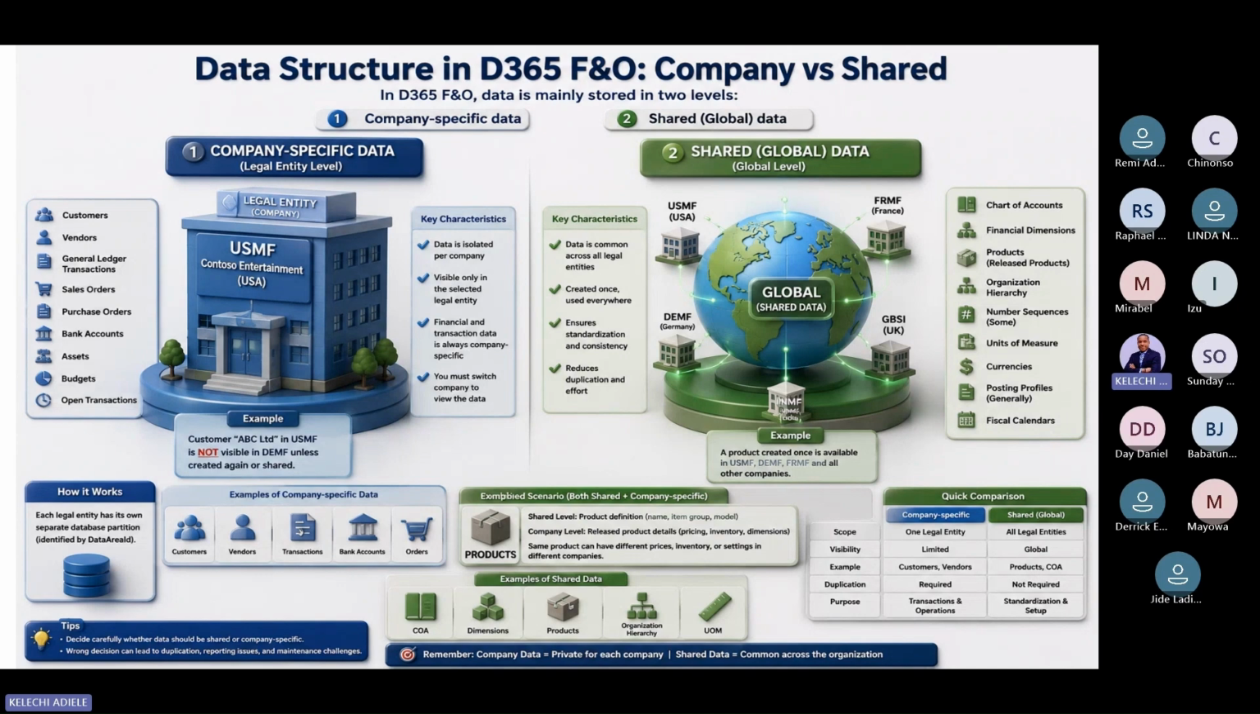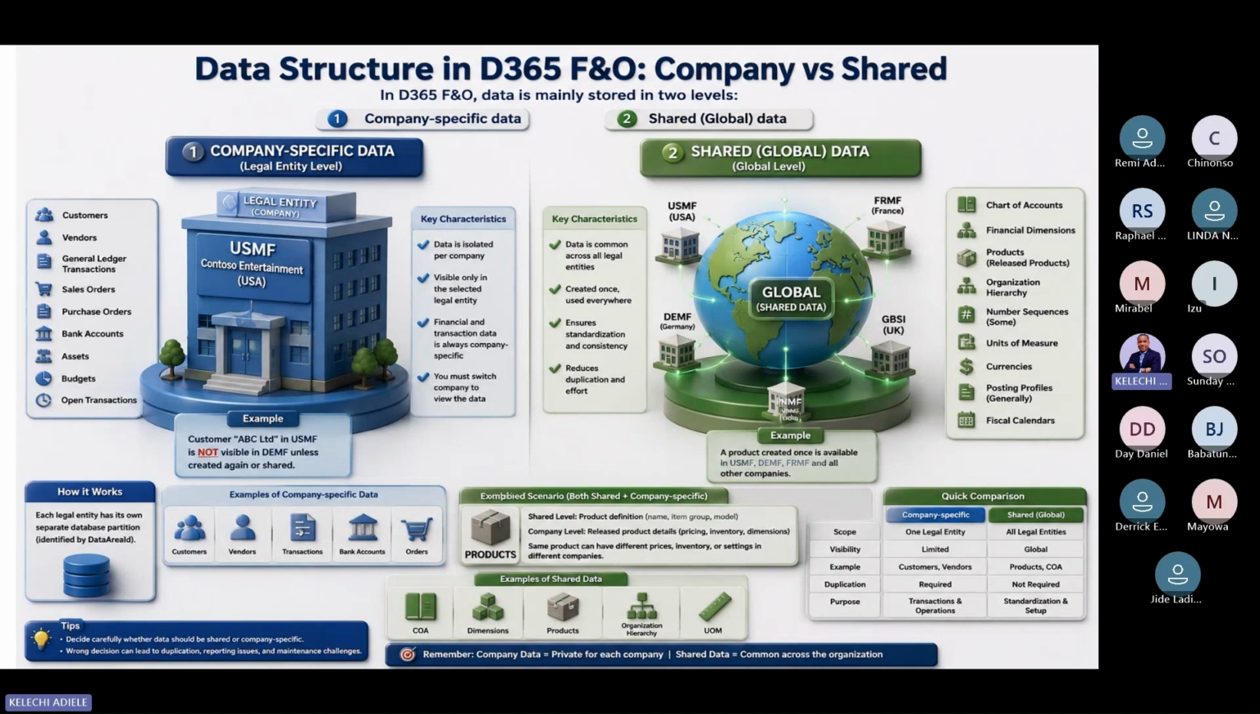Three, there are three key characteristics of the company-specific data. Financial and transactional data is always company-specific. So if I have two legal entities on the same platform and I don't have access to one, I cannot see it. And again, when you're designing, the kind of information you will see for company-specific data is only the information that is specific to that company. You cannot see the other information that's not specific to yours.